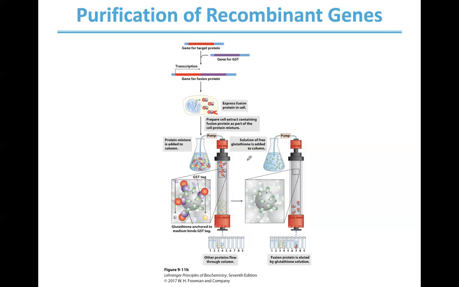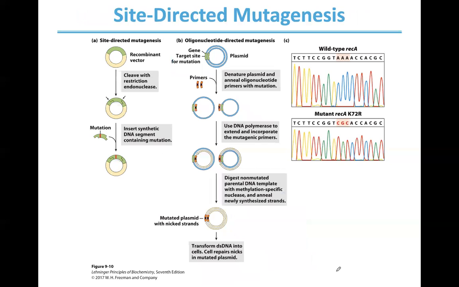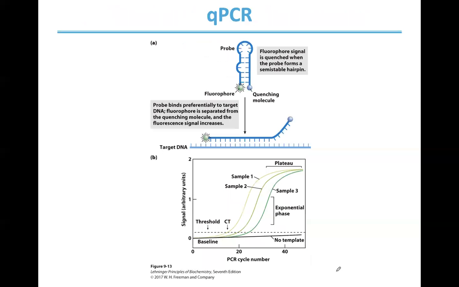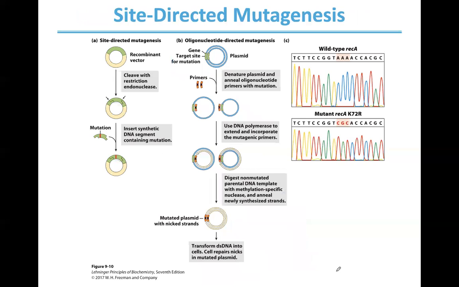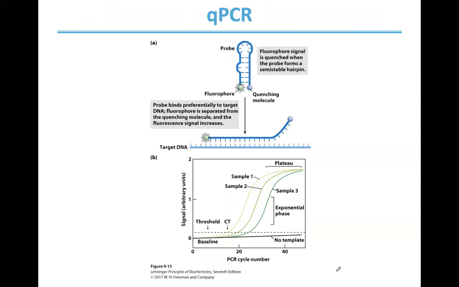And then we're going to apply free glutathione, which will compete with the beads and allow the fusion protein to go through. The fusion protein will be eluted by the glutathione solution. So this is how recombinant genes are often purified, by creating these fusion proteins. Do you have any questions about this?